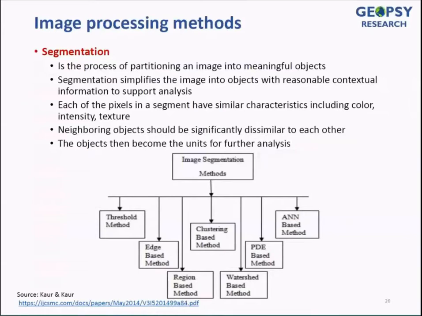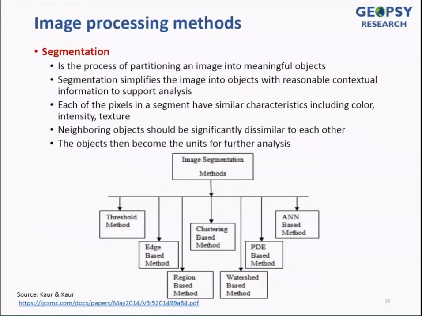Okay? Each of the pixels in a segment have a similarity characteristic. So that is one thing that we always need to understand, that before we segment, there has to be a similarity criterion. Neighboring objects should be significantly dissimilar to each other, in the sense that if I have one object and there's a neighboring object, the reason why that object is not part of this object is because the two are dissimilar.